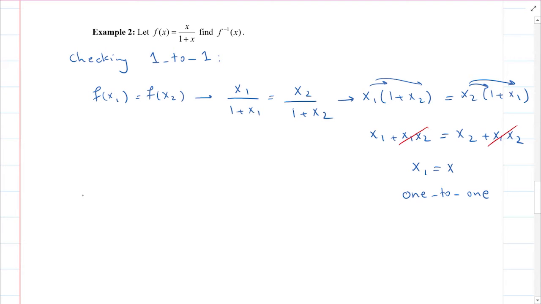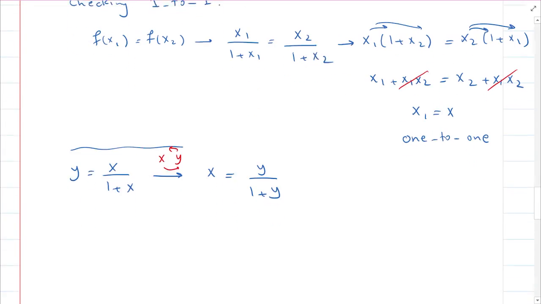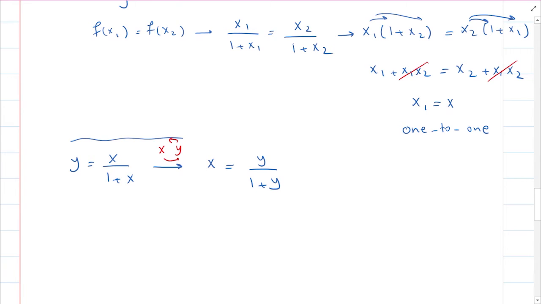So in order to find f inverse, this is actually y equals x over 1 plus x. The first thing that we do, we actually switch x and y. This gives me x equals y over 1 plus y. Some textbooks start solving for x and then later on switch x and y, but that should result in the same answer. So now I try to solve for y in this case.